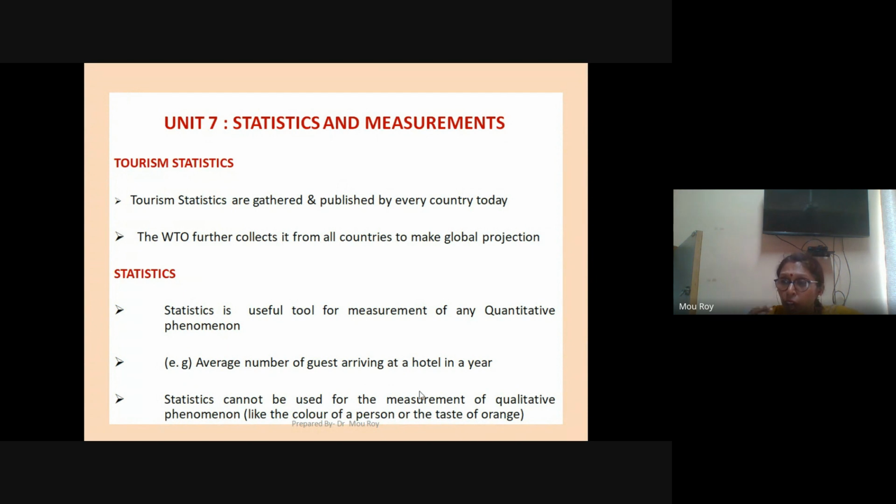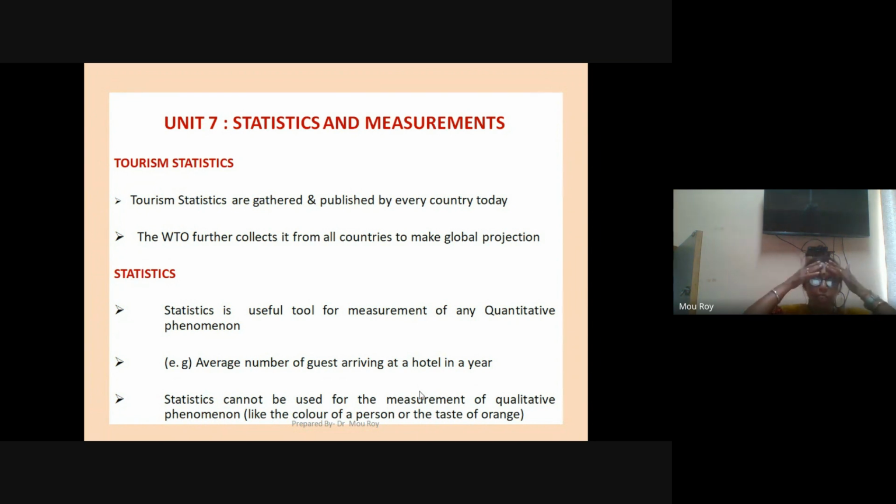When you see these websites, you get a clear picture of the impact, the positive and negative impacts, the tourism inflow in our country, and which states have the maximum tourist visits. Especially the World Tourism Organization collects it from all the countries to make a global projection. That is very important.